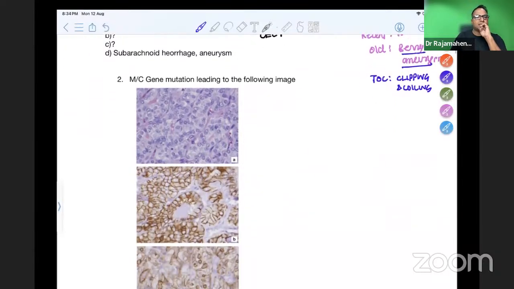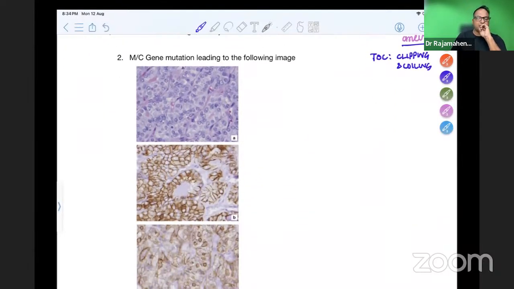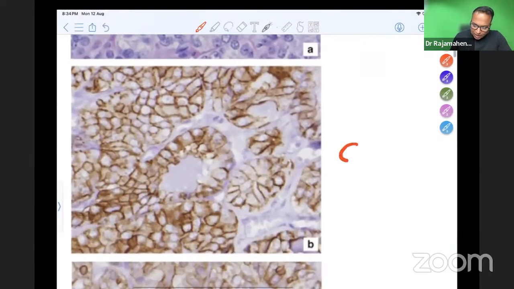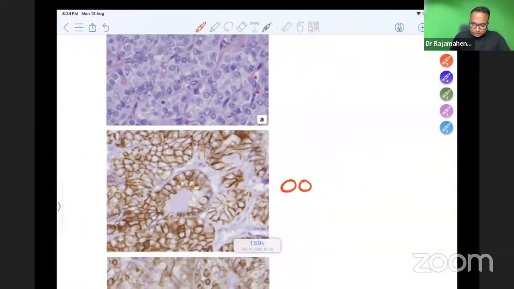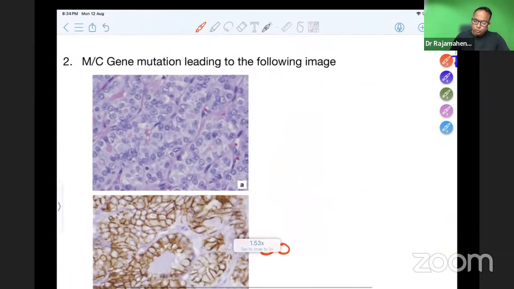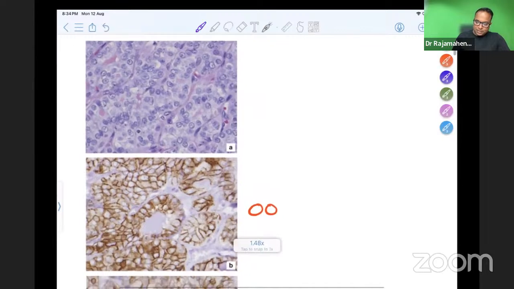So can you find out what the second question is? From the image, they have given a classical image of cells. You can see the cells have an appearance like this, without nuclei. What is this? Identify the genetic mutation leading to this following image. This is a papillary cancer.